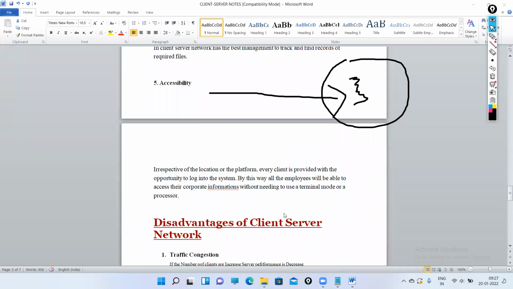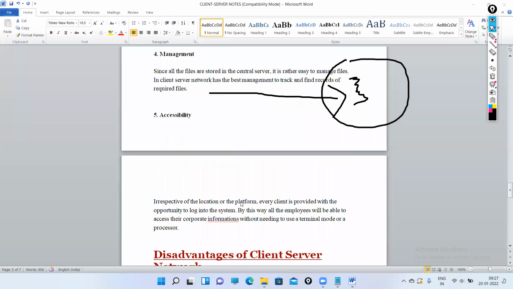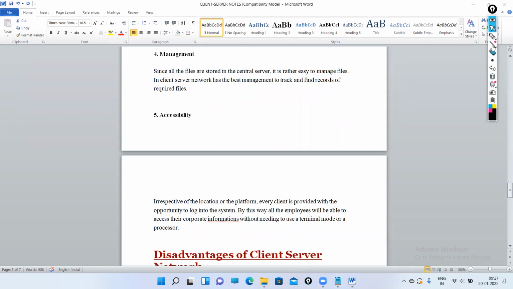Accessibility. Accessibility means, irrespective of the location or the platform, we can easily access the data. By using the client server model, we can access any data, irrespective of the location or the platform.